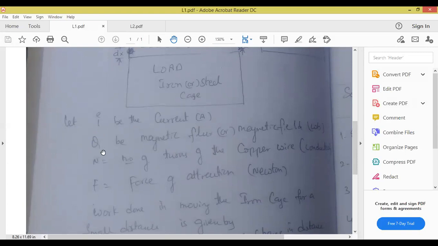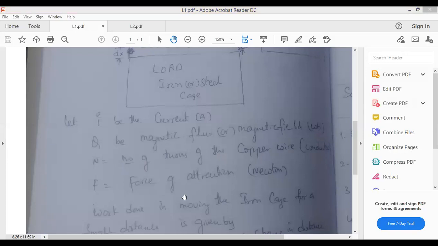Magnetic energy. Let Q be the magnetic flux or magnetic field or magnetic energy. Units are Webers. Our language is not English language; simple words and diagram are explaining. So what is N? How many number of turns of the copper wire? Copper wire means conductor only. If I want to create maximum magnetic energy, a large number of turns we are going to use.